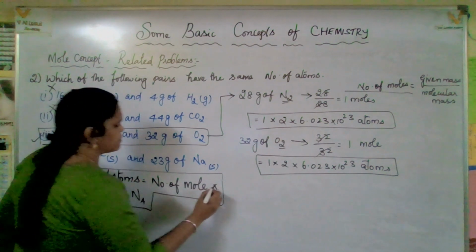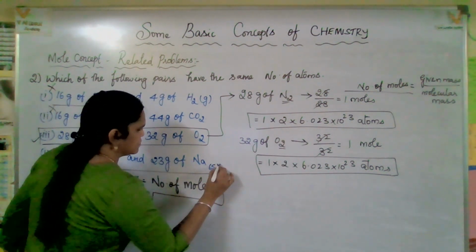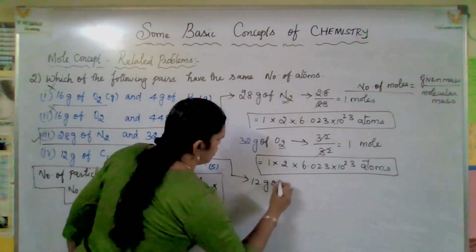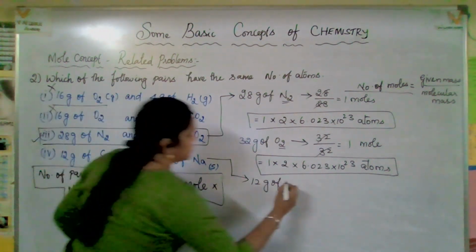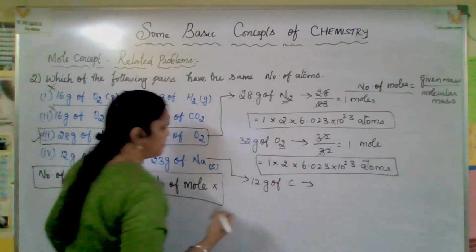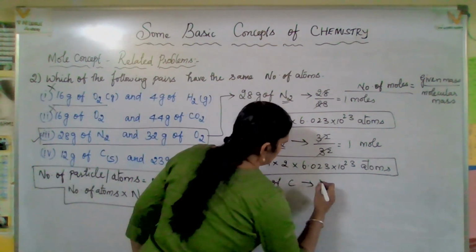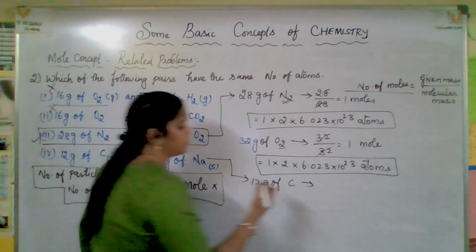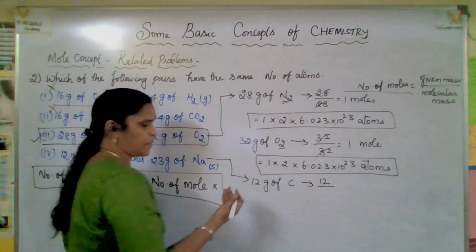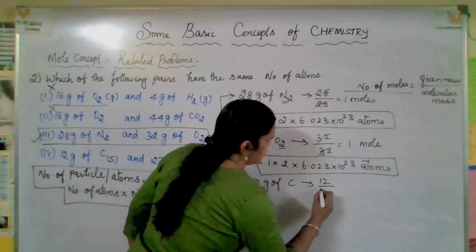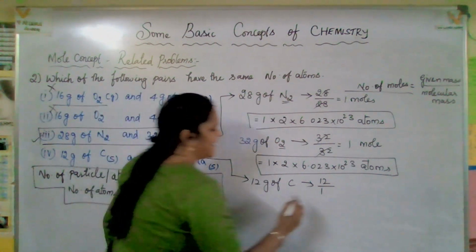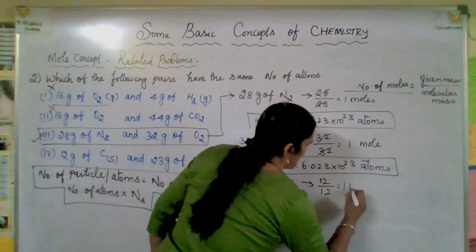Here, 12 grams of carbon. Solid or liquid, let us check it. So here, first and foremost, we have to find out the number of moles. So here, 12 gram of carbon, given mass divided by the atomic mass of carbon, sorry, atomic mass of carbon. Right, 12. So here 1 mole.